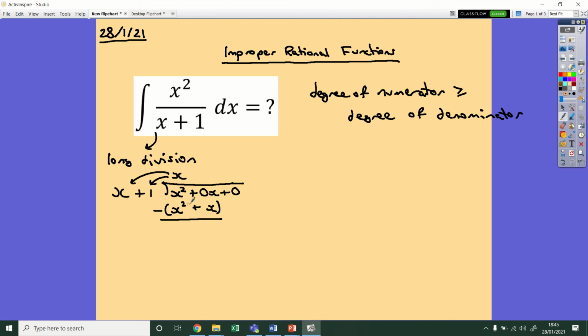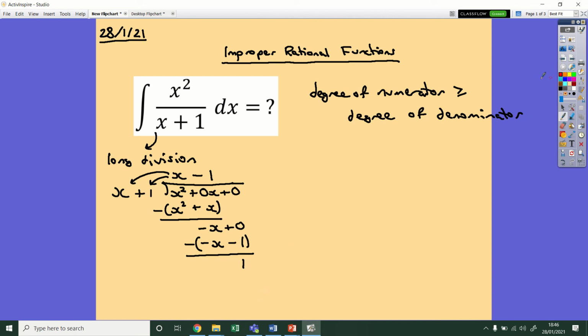I use brackets because it forces me to remember that this minus is distributing across both of these. So x squareds disappear, and 0x minus x gives me minus x. I'm going to bring the 0 down to start the next step. And then x into minus x is minus 1. And repeat, so minus x underneath and minus 1 underneath the 0. Subtract away again. And that will leave you with 0 minus minus 1, which is 1.